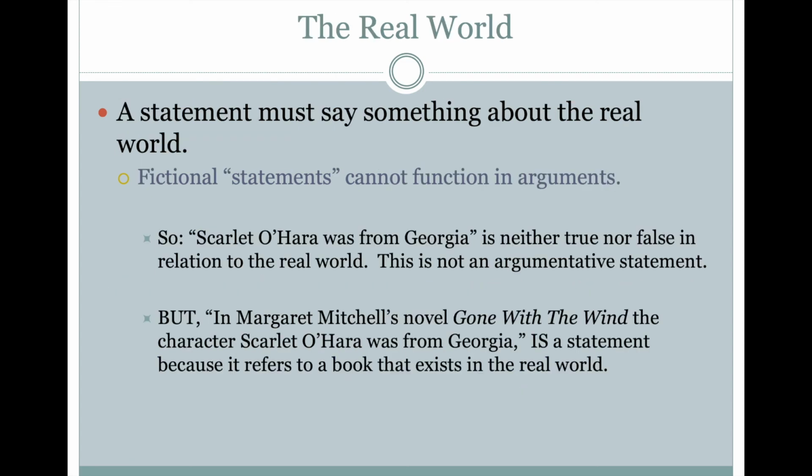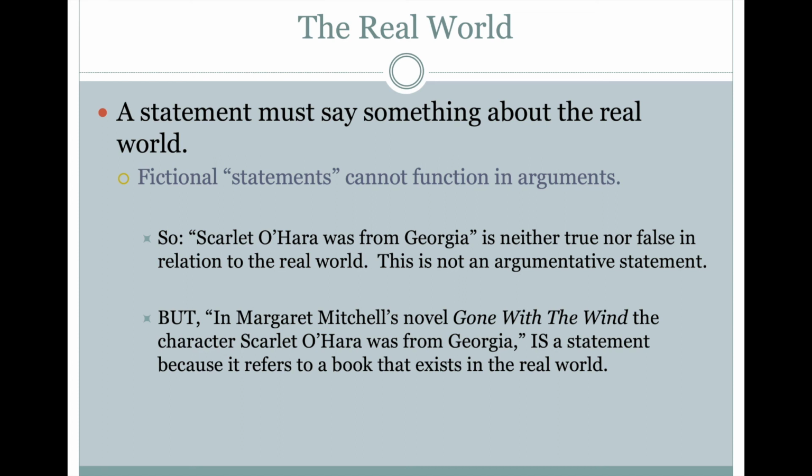So, some other things about statements. First of all, statements must say something about the real world. So, fictional statements cannot function in arguments because they can't have any evidentiary value. A statement must say something about the real world, and a statement that is fictional doesn't have any real world referent. So if I say, for instance, Scarlett O'Hara was from Georgia, we would say that's neither true nor false in relation to the real world. So it can't be an argumentative statement.